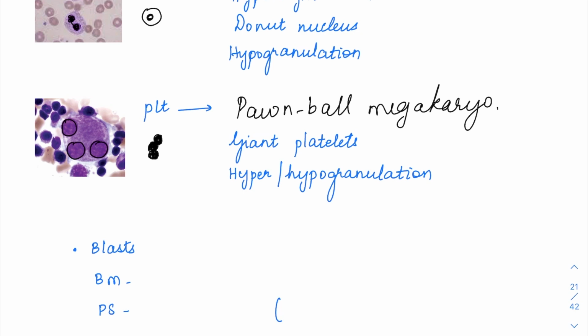In a pawnbroker shop, there is a symbol like this, a ball kind of thing, which looks exactly like this. That is why the name pond ball megakaryocytes has been given. Apart from that, the platelets again have either hypergranulation or hypogranulation as well.